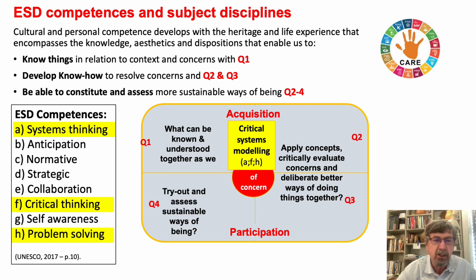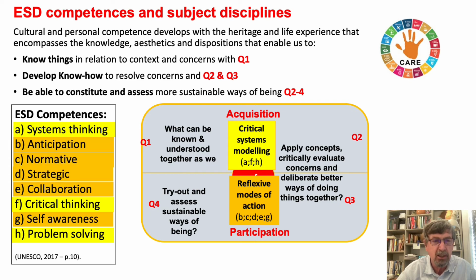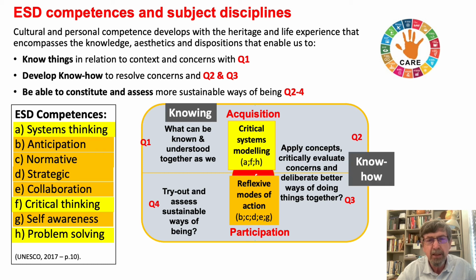This led to actions and assessment of how well they worked. And this was more the reflexive modes of action. In other words, the agency-centered ones, like being able to anticipate normatively, being able to be strategic, and collaboration and self-awareness. So what we were able to do is to come up with an open framework where teachers were able to reconcile very successfully the competencies specified in the curriculum and the competences necessary for moving towards action competence using a handprint care approach. From knowing into developing know-how, and then being able to use the knowing and the know-how in useful ways.